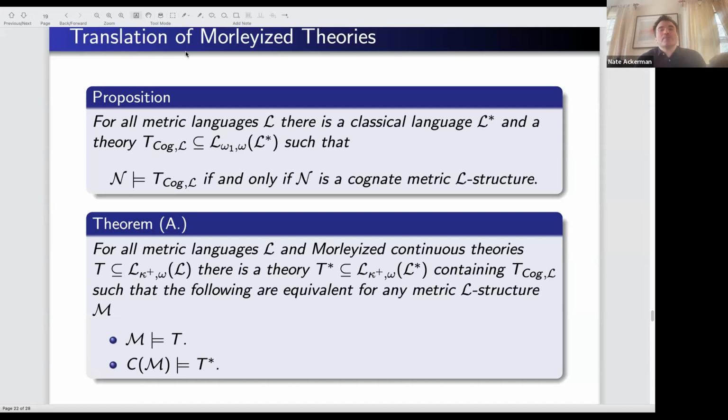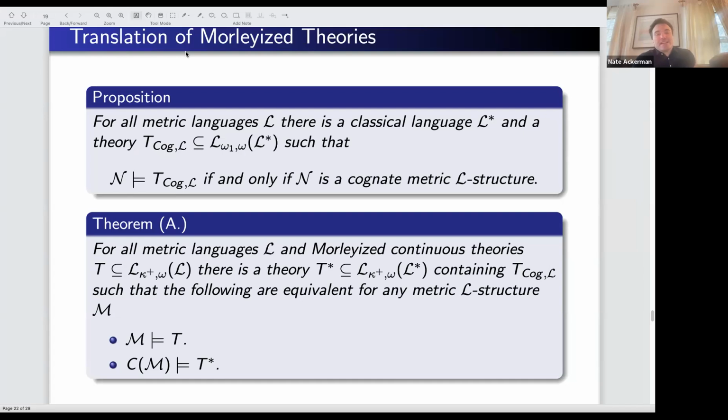And lastly, supremum and infimum can also be expressed. I can say in a sentence of L omega 1 omega what it means for one cognate metric map to be the supremum of the arguments of another. That requires a little bit of work, but it's not that hard.